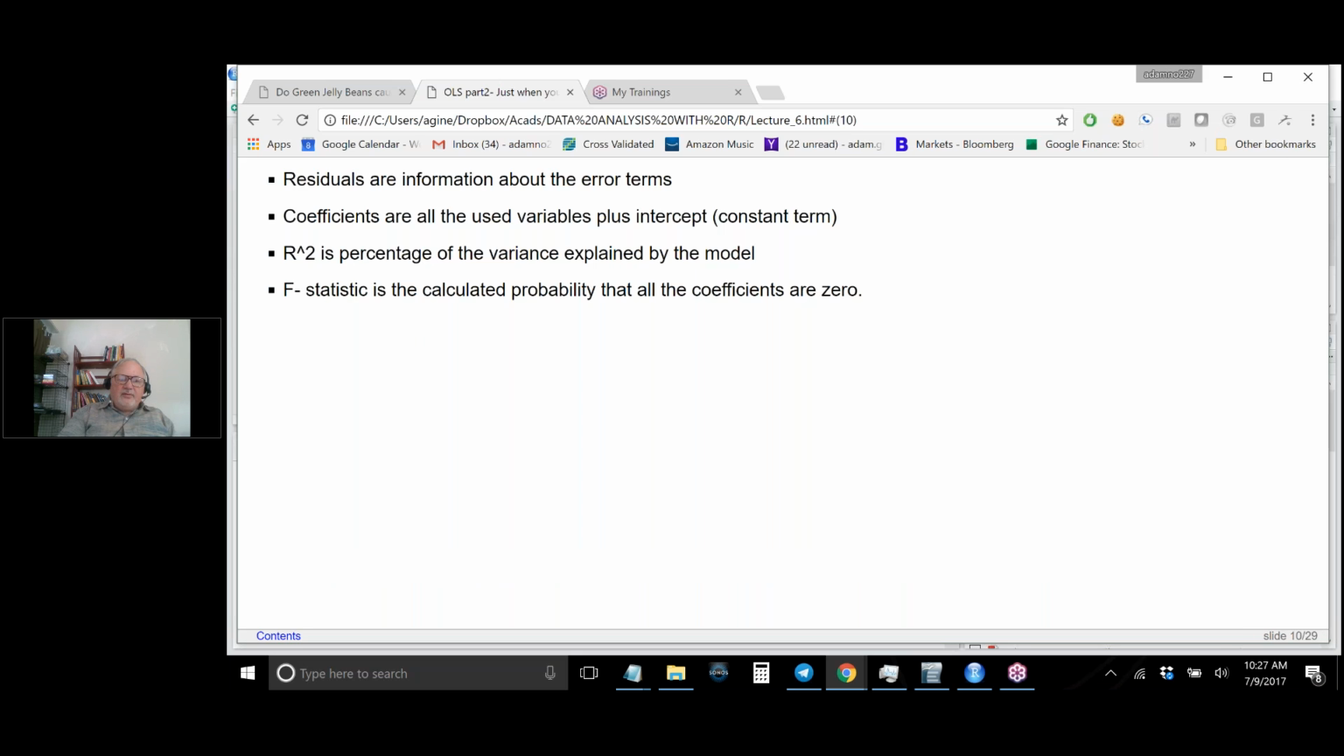This is just writing out what I said. The F statistic is the calculated probability that all coefficients are 0. R squared is the percentage of variance explained by the model.